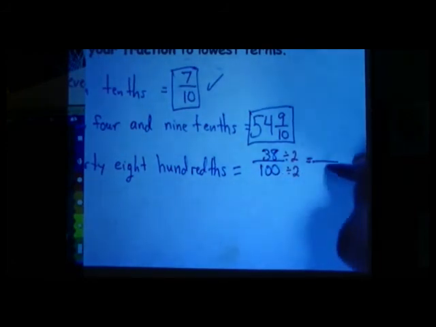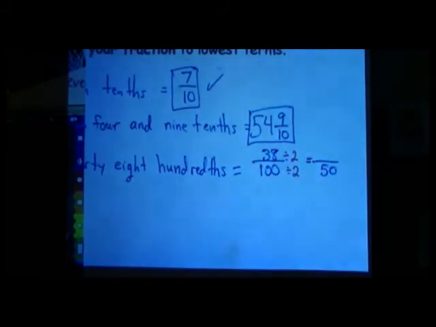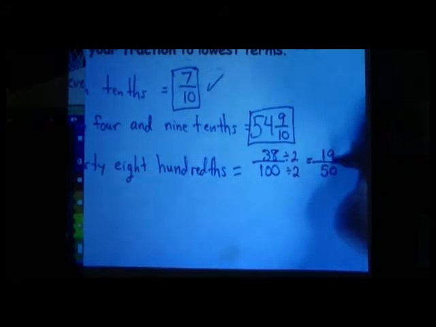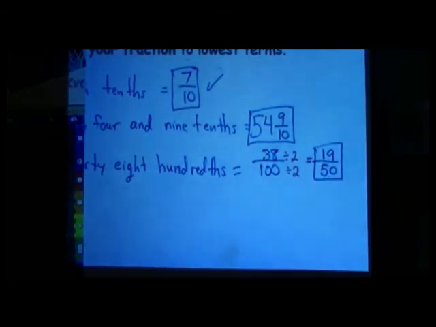100 divided by 2 is 50. And 38 divided by 2 is, well, let's think about this. You can do it on paper or you can just reason through it. 38 is almost 40. And if I divide 40 by 2, I know half of 40 is 20. So I know it's not going to be 20 because it's just a little bit below 40, that 38. So I know it's going to be 19. And that's the simplest form because 19 is a prime number. Okay, and that's how we do these problems.